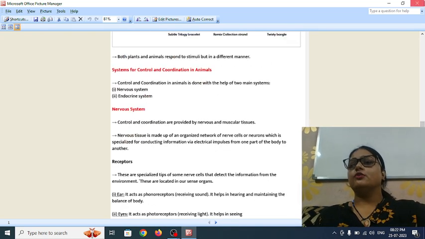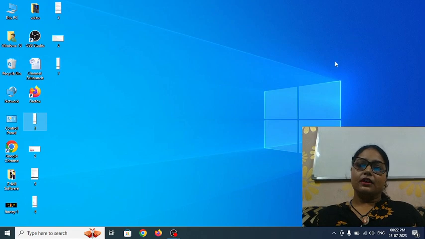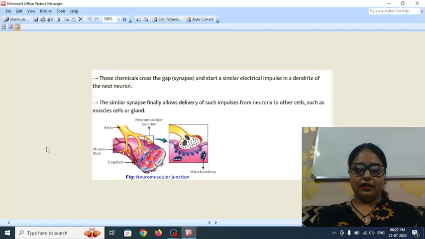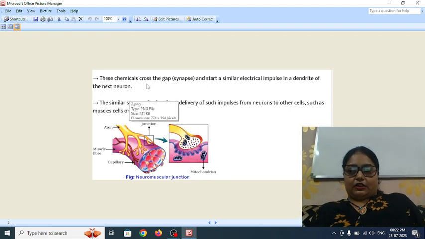Now we will continue with the next topic, and our next topic is these chemical cross the gap.